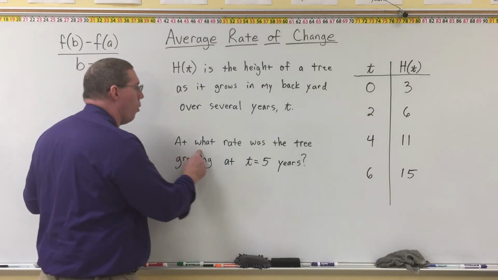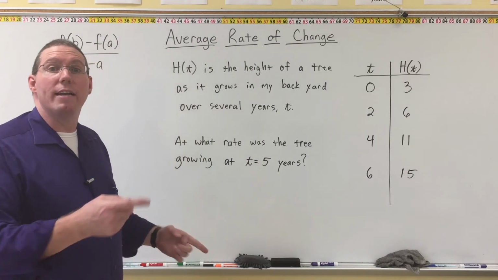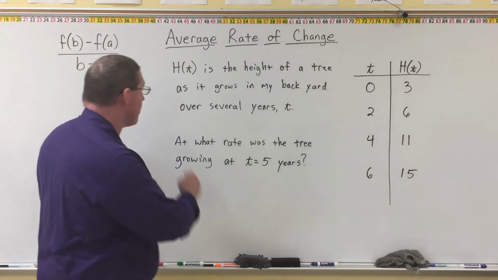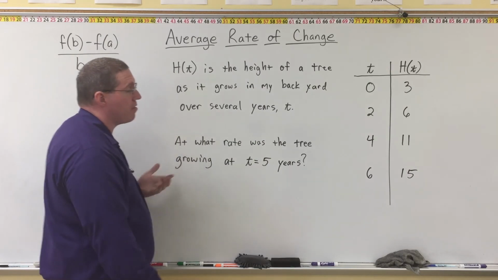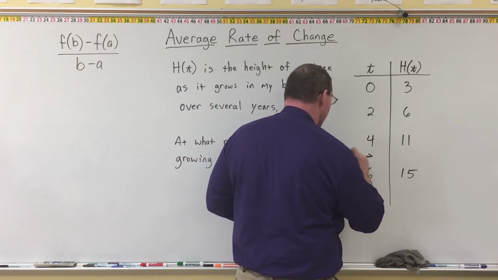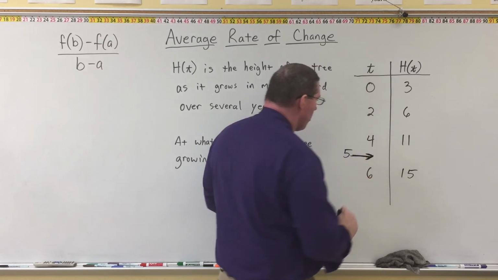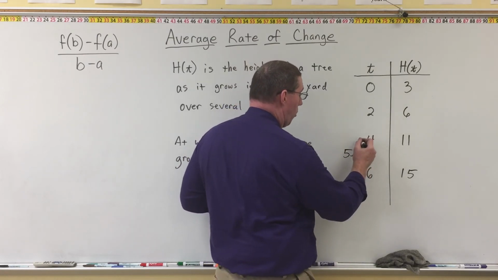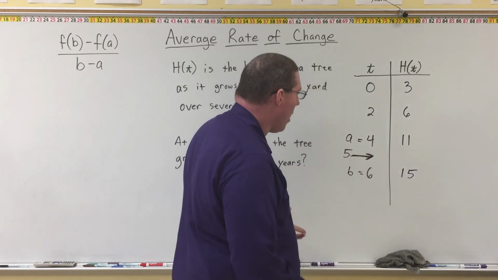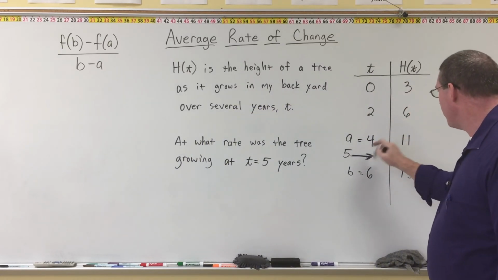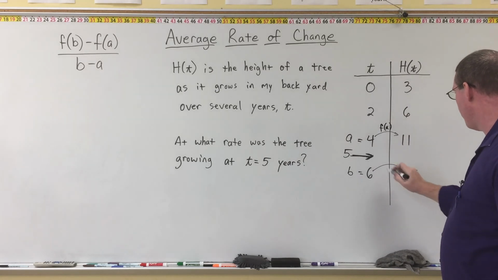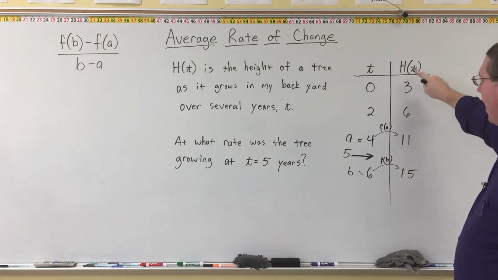Now what we're asking is, at what rate was the tree growing? So now we want to calculate a rate of change. The way we calculate a rate of change is we use the average rate of change formula here. Now it says, at what rate was the tree growing at 5 years? Well, you may say, 5 isn't on the graph. So what you want to do is show where 5 is. 5 is supposed to be right here. And what you do is the number right before it, the smaller number, which is 4, becomes A. And the next number after it, which is 6, becomes B. Now your output values are the H of T values. These are the inputs, and this would be F of A, and this over here would be F of B. But it's actually H of A and H of B.